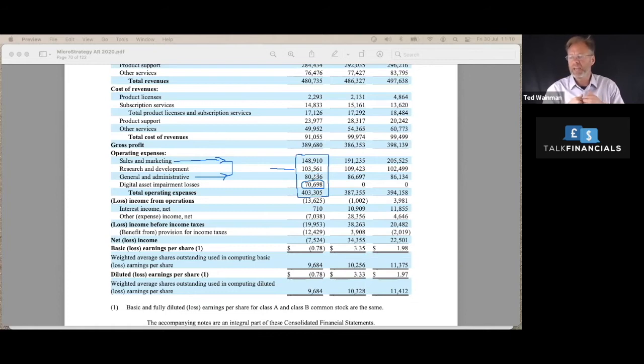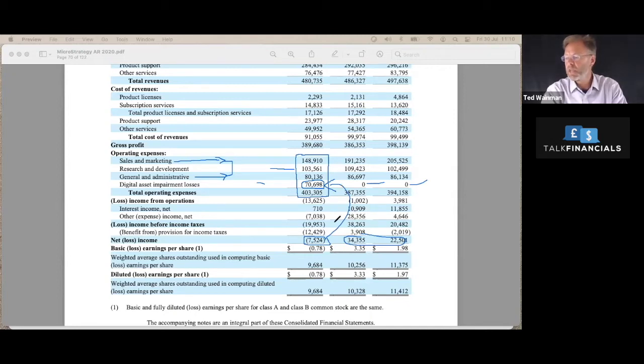So this will be a sort of one-off hit. You'll notice that those didn't happen in previous years, and so we'd expect them not to happen in the next year. So our summary is that this is a profitable company. They're booking a loss in this particular year. The reason for that loss is this one-off impairment. Without that impairment, they would have been making a $63 million profit.